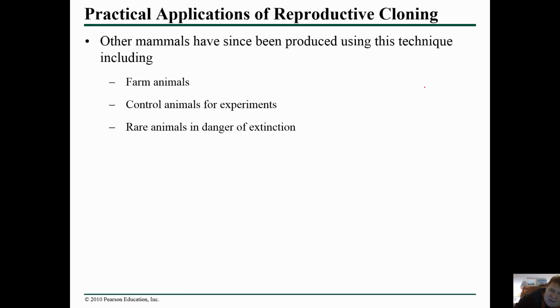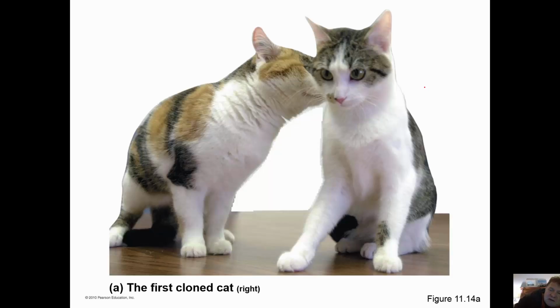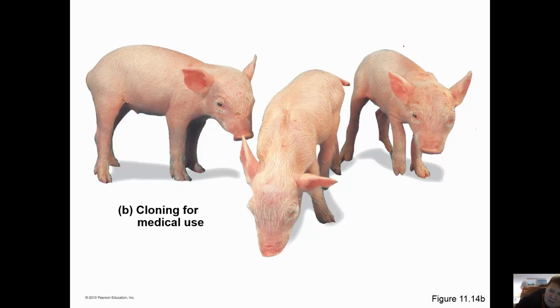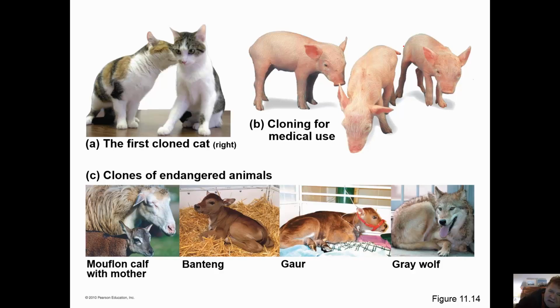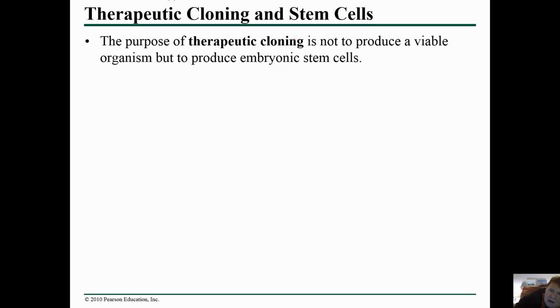Other mammals have since been produced using this technique. Mainly they're farm animals. We're very interested in farm animals because, again, we're interested in producing animals that are genetically identical to one another. Again, people who really love their pets may clone their pets. Again, farm animals that produce organs that look very similar to human organs that we're looking at. So, again, endangered animals that we do not have a lot of have been cloned as well.